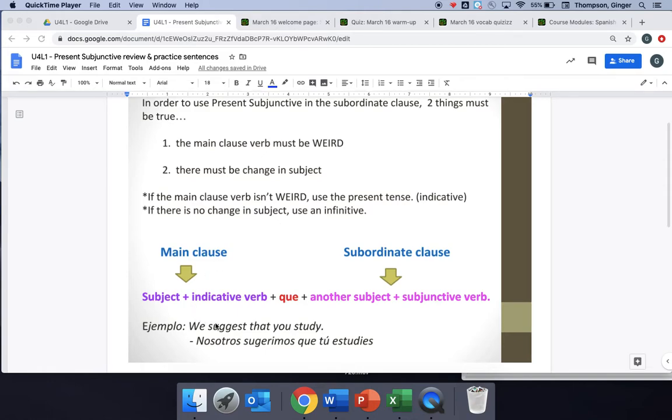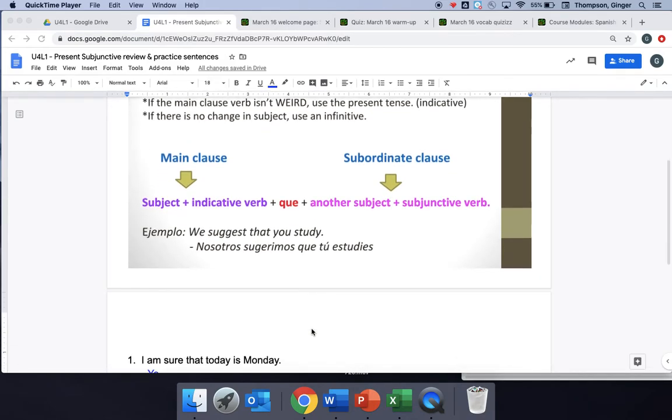Okay, I have a quick little practice sentence here for us to look at. It says, we suggest that you study. Nosotros sugerimos que tú estudies. You can see that subjunctive was used in this sentence, and that's because these two requirements were met. Our main clause verb was WEIRDO. The main clause verb is suggest. That's a verb of wish or want. And secondly, there was a change in subject. Nosotros, or we, went to the you form.